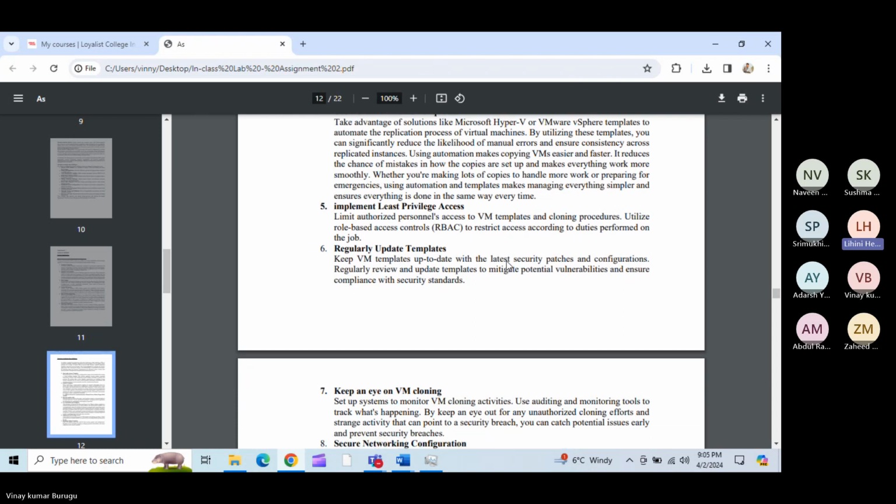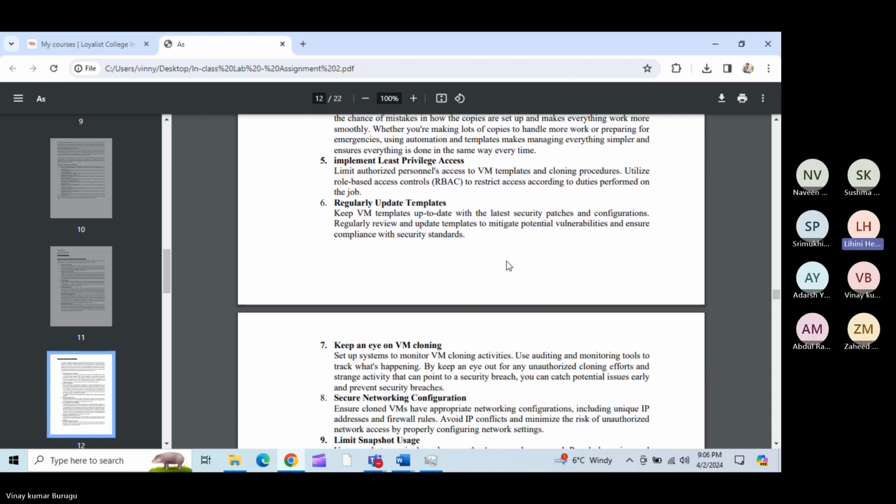And the other one is to implement least privilege access. It's very important because we need to limit access to VM templates and cloning procedures to authorized people only. We can utilize role-based access controls to restrict this access according to job duties. This minimizes the risk of unauthorized changes or cloning activities.